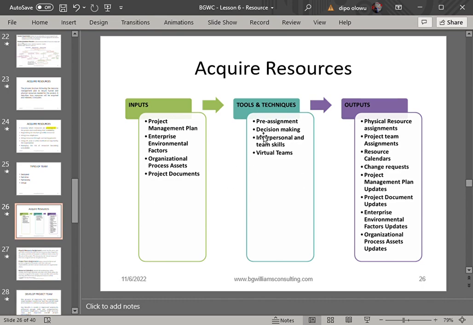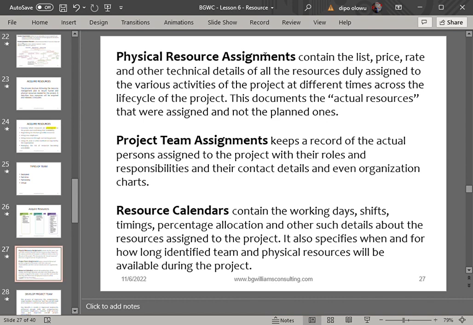So what we want to achieve at the end of this process is to have all our resources: the physical resources that have been assigned, containing the list, the quantity, and the type of physical resources we need. Also the project team, which is the human resources we need, to whom we are going to assign roles and responsibilities, because we are acquiring them. So we are acquiring both physical resources and human resources, which is the project team.